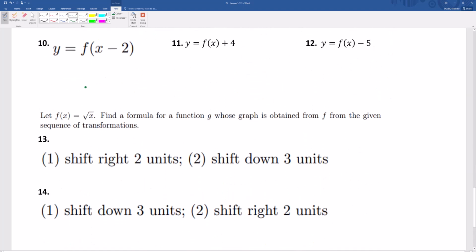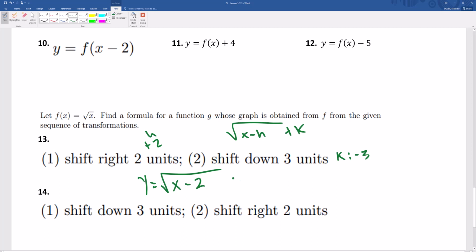It says let f of x equal the square root of x. Find a formula. Okay, so remember it's f of x equals the square root of x minus h, plus k. So I'm creating a formula. It's shifting to the right 2 units. So that's my h. Shift down 3 units. So my k is -3. So plug in h, plug in k. Instead of plus, I could just say -3. You can say plus -3 as well.